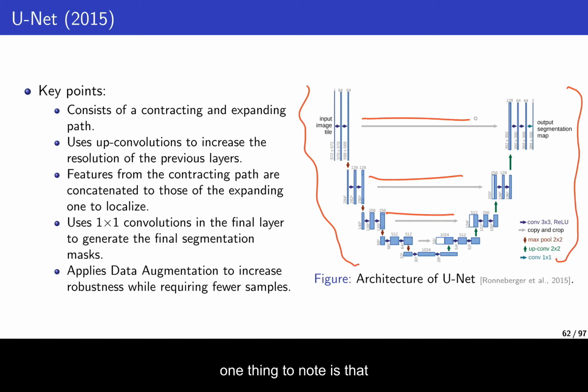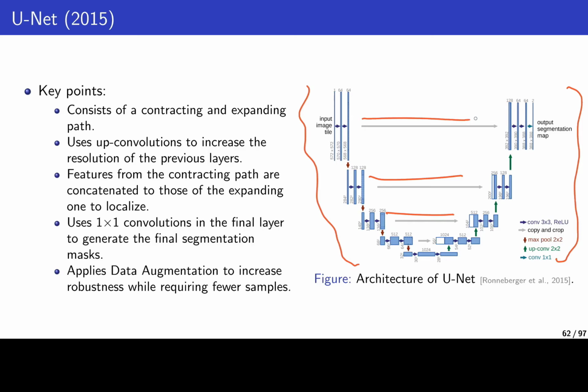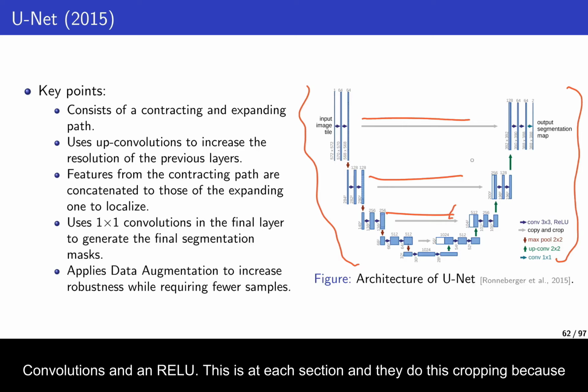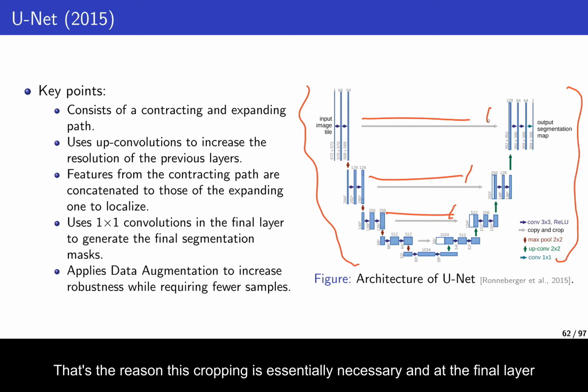One thing to note is that they crop the feature map from the contractive part, followed by two 3x3 convolutions and a ReLU. This is done at each section. They do this cropping because there is a loss of border pixels in every convolution, and that's the reason this cropping is essentially necessary.